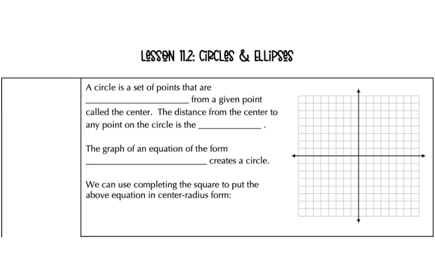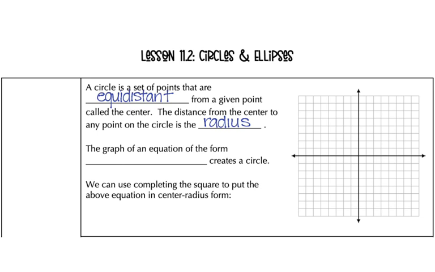This is day 2 of your lesson on circles and ellipses. It's just formalizing the notes that we did on Friday. So we're going to first start with a circle. A circle is a set of points that are all equidistant from a given point called the center. The distance from the center to any point on the circle is called the radius.